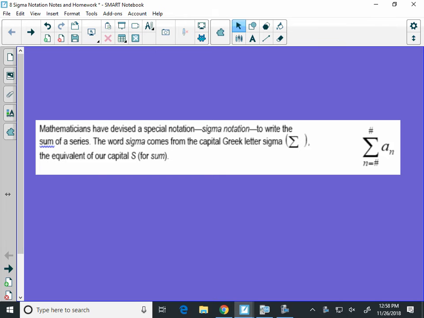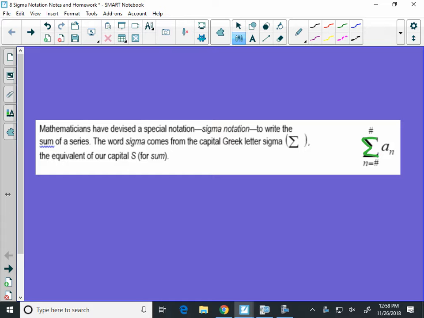This thing called sigma notation. Now, sigma is a Greek letter. It looks kind of like a monster. Every time I look at this, I think it's like a monster that's eating something. That's where my brain goes. But this sigma is a capital Greek letter.